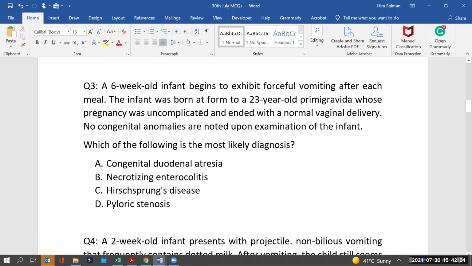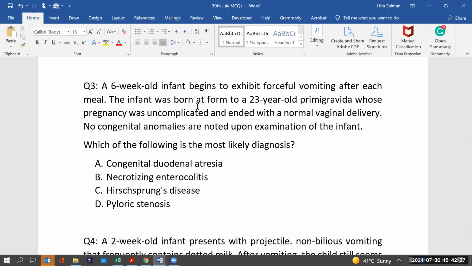The infant was born to a 23-year-old primigravida whose pregnancy was uncomplicated and ended with a normal vaginal delivery. No congenital anomalies are noted upon examination. So apart from that, everything is okay. But the only thing is that whenever the baby feeds, he's going to vomit, and that vomit is actually a projectile vomiting.